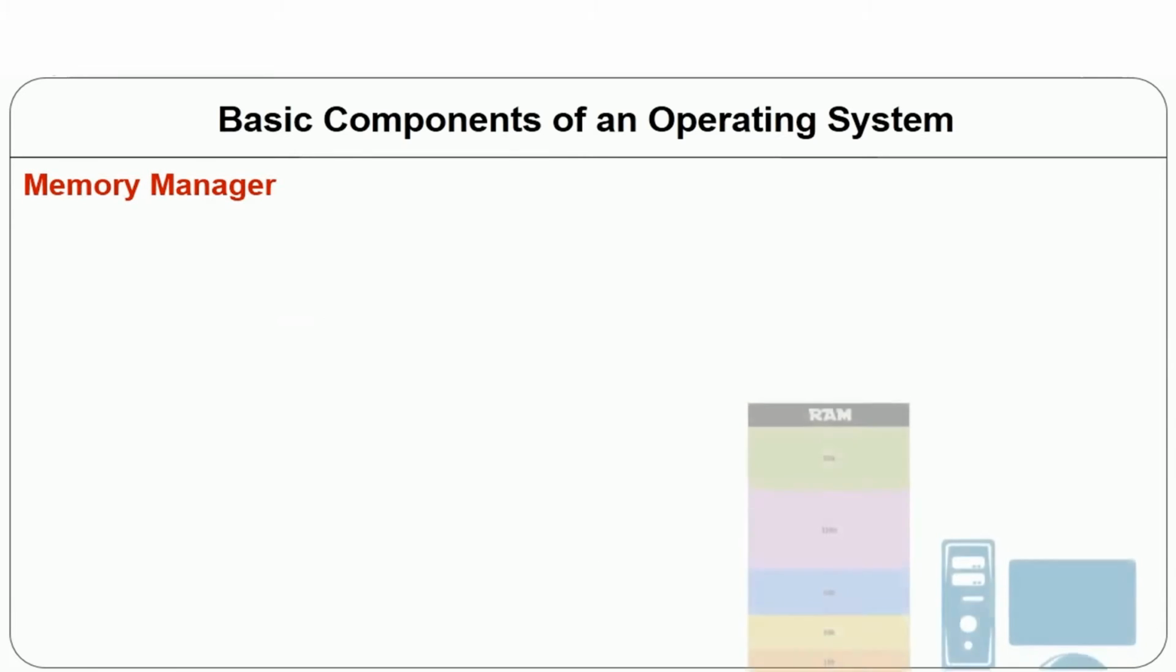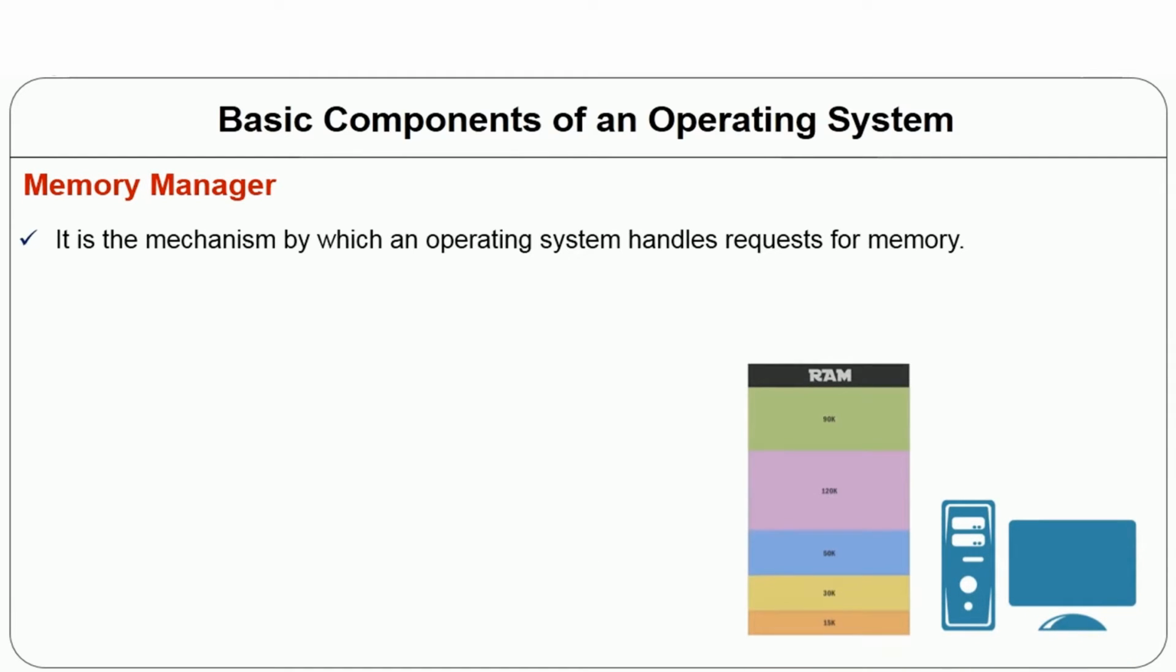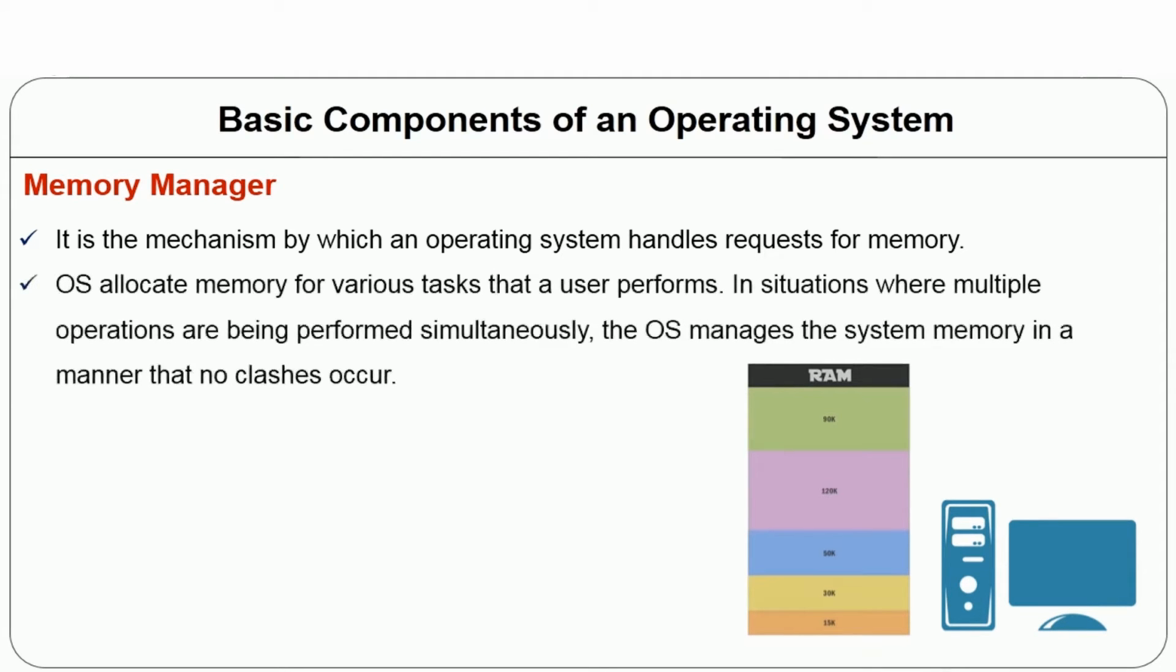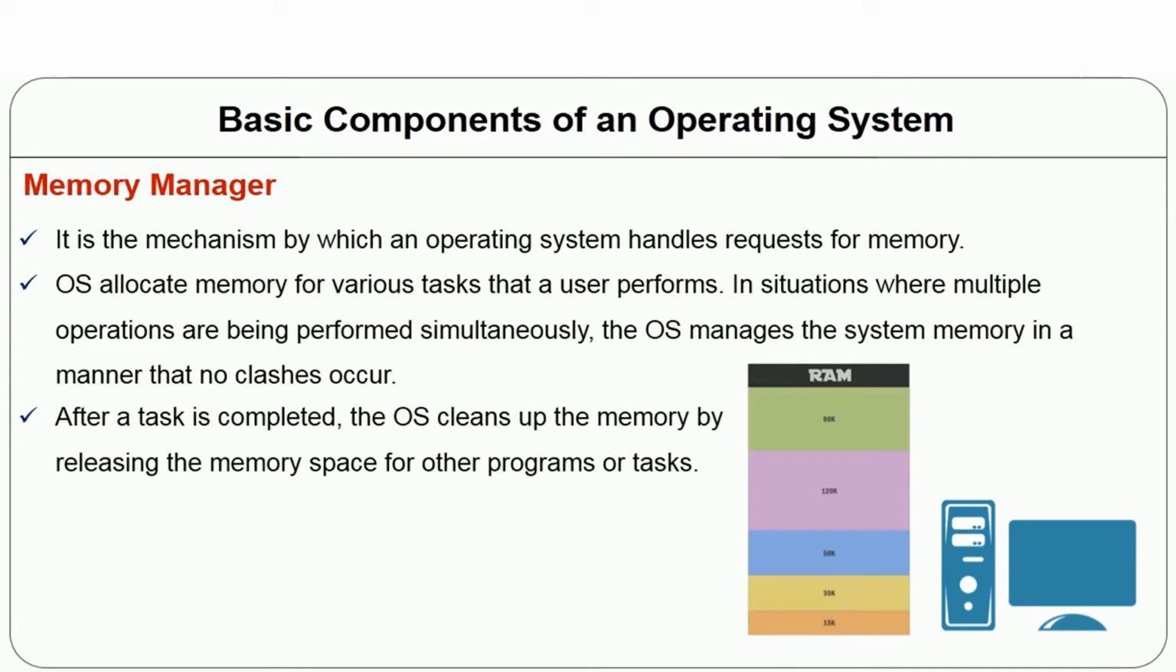Memory management is the mechanism by which an operating system handles requests for memory. The operating system allocates memory for various tasks that a user performs. In situations where multiple operations are being performed simultaneously, the operating system manages the system memory in a manner that no clashes occur. After a task is completed, the operating system cleans up the memory by releasing the memory space for other programs or tasks.